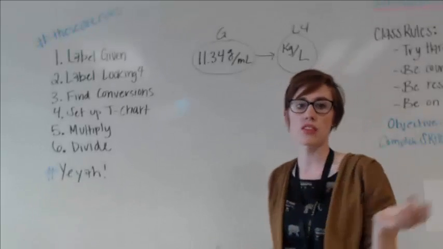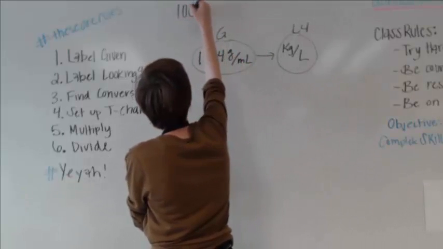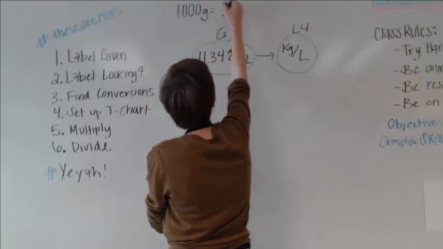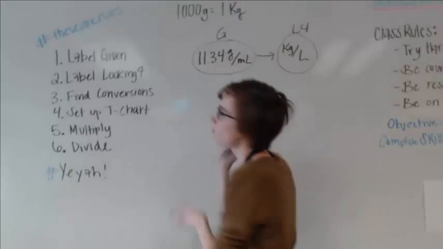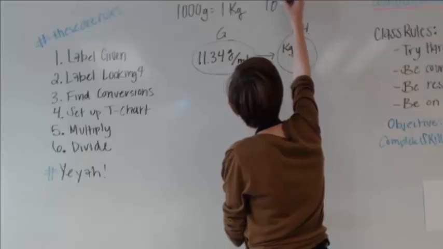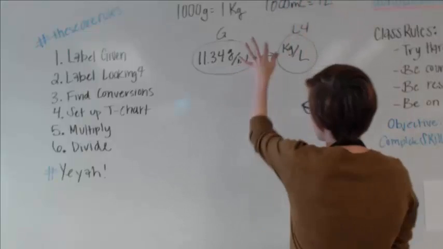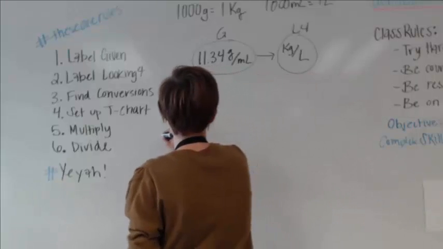So let's first look at the conversion between grams and kilograms. On your note, you should see 1,000 grams equals 1 kilogram. Now we need a conversion between milliliters and liters, and it's actually very similar. 1,000 milliliters equals 1 liter. Okay, so I have 2 conversions, so now let's set up my T-chart.